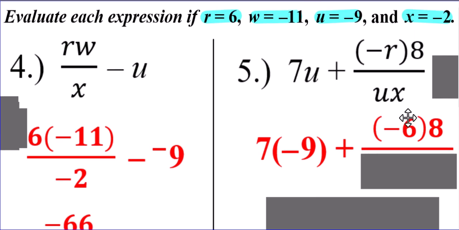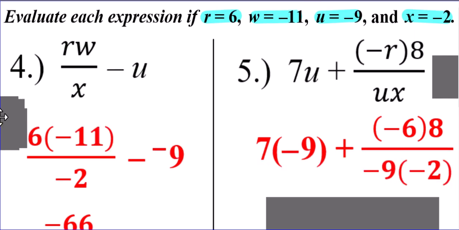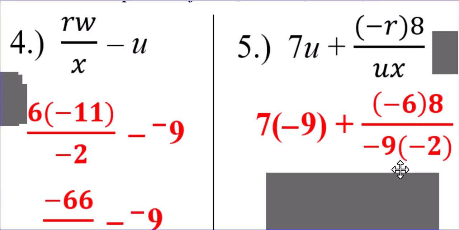Ux is u times x. U was negative 9, and x was negative 2. Again, I used parentheses to show multiplication. You could have put a times dot instead if you wanted.